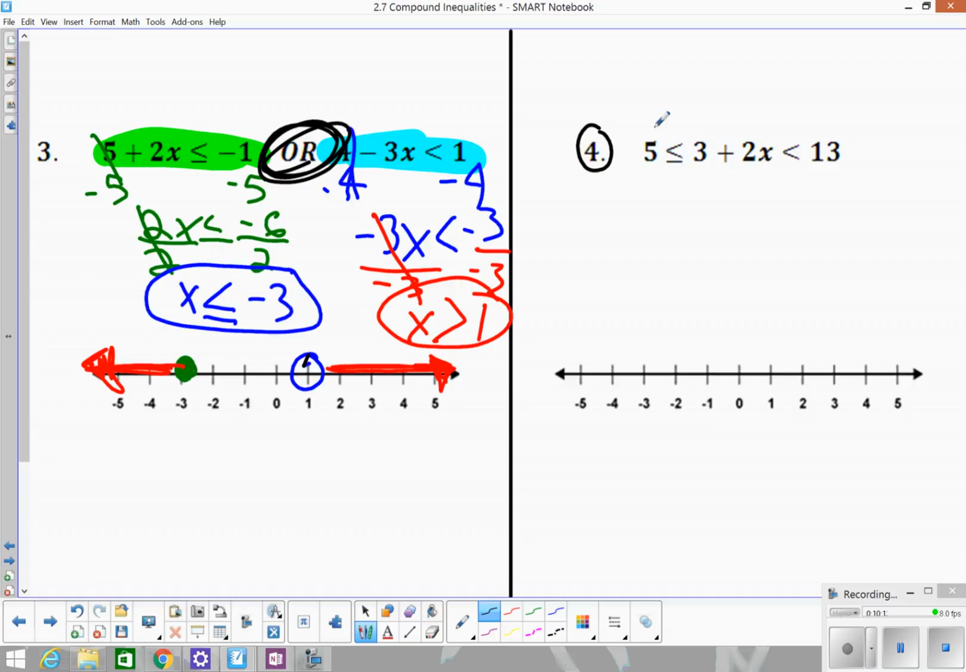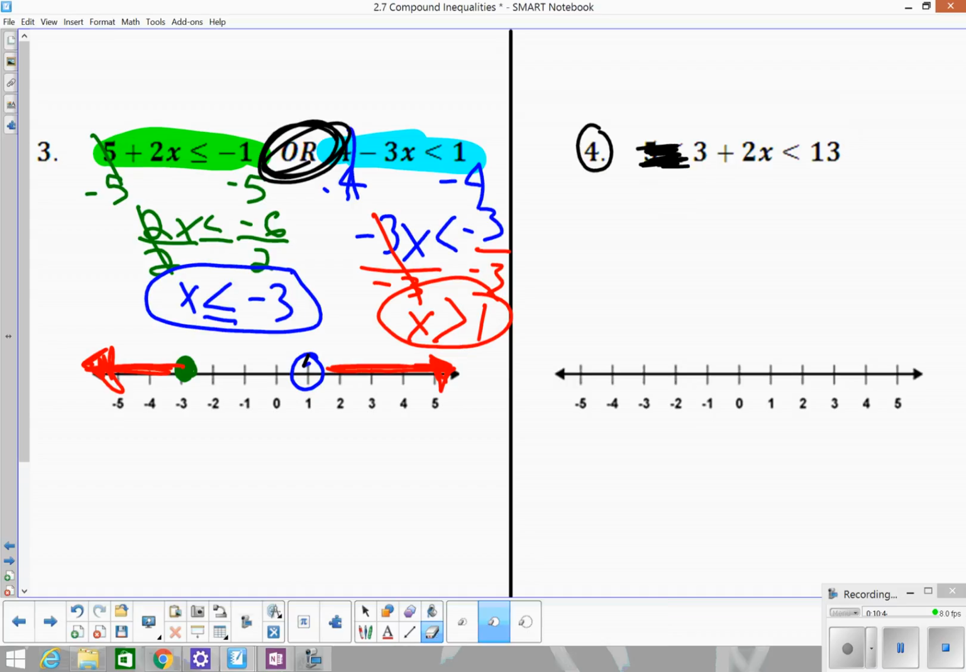Now, if you're looking at 5 is less than 3 plus 2x is less than 13, you're going to solve this as if they were two separate inequalities. So if I just eliminated "5 is less than" and I have 3 plus 2x is less than 13, what would you do first? First thing I would do would be subtract 3, because I want to take that 3 and move it across the inequality.